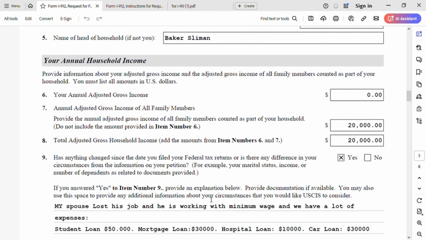So now we're going to talk about your annual household income, including spouse and the requester. Provide information about your adjusted gross income and the adjusted gross income of all family members counted as part of your household. You must list all amounts in US dollars. So this is a requester. Your annual adjusted gross income, she does not work, 0. Annual adjusted gross income of all family members, not including the one right here, is 20,000, just me. And the total adjusted gross income is 20,000. You can get this total adjusted gross income from your tax transcript, or if you filed taxes before, it will be in a 1040, it will be adjusted gross income.